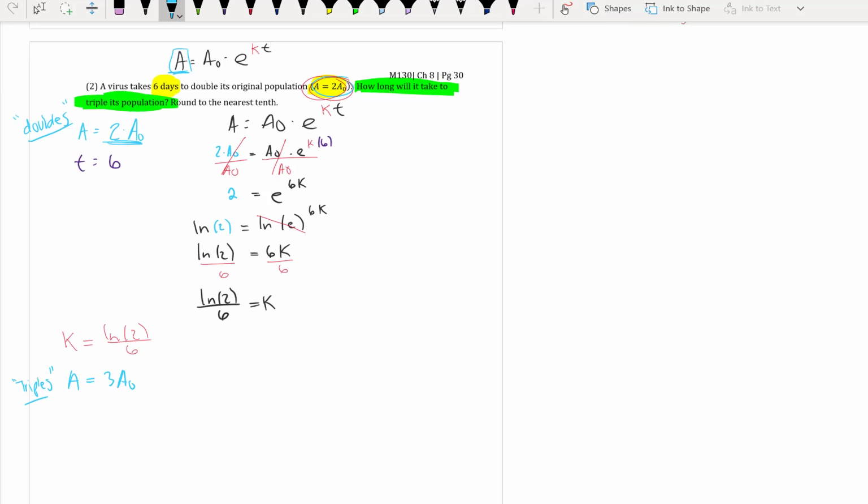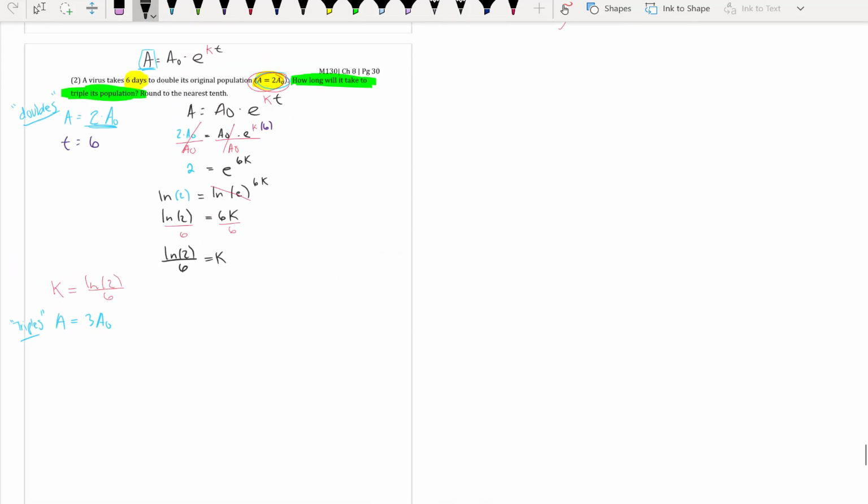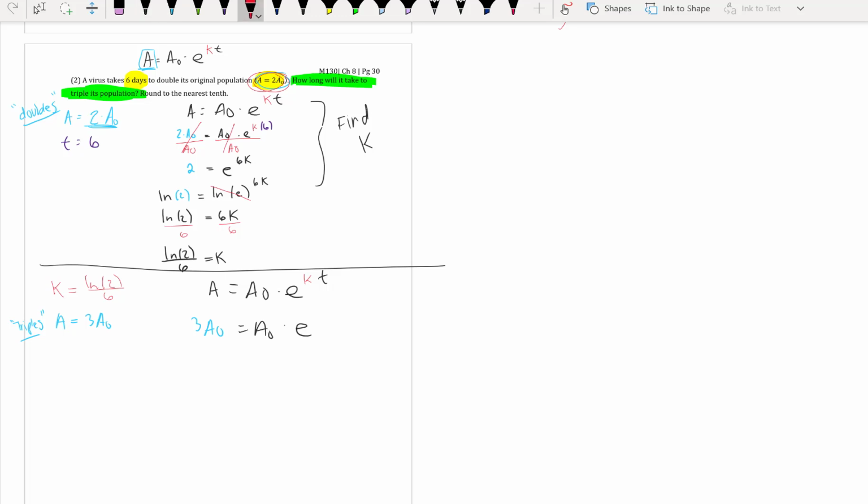And so let's see how we are going to fill this out. I guess all this work was to find k. Now we're going to use k. So A is equal to my A naught times e to the k times t power. Since I am tripling, I have 3 A naught is equal to my A naught times e to that k value that I found, the ln of 2 divided by 6. And we're trying to figure out the time, right? How long will it take? So t is unknown.